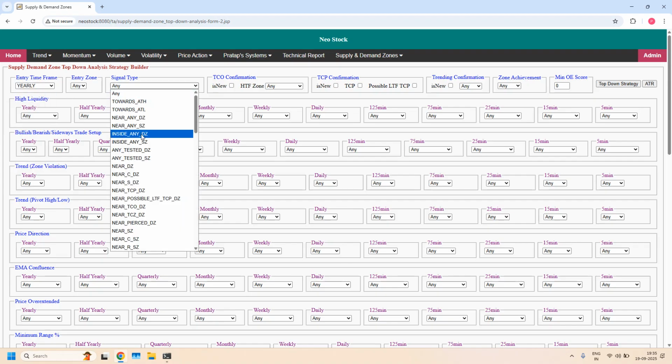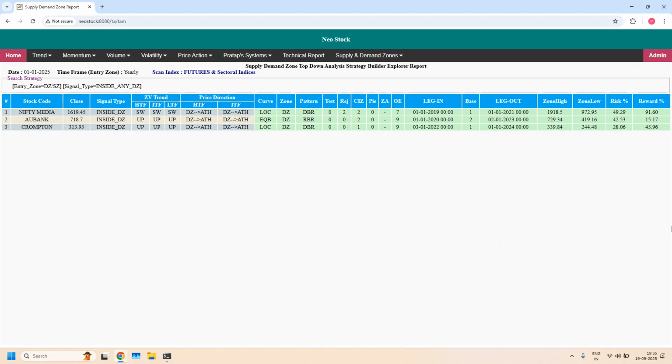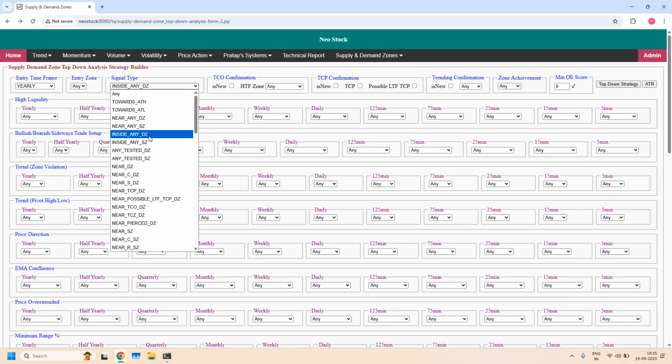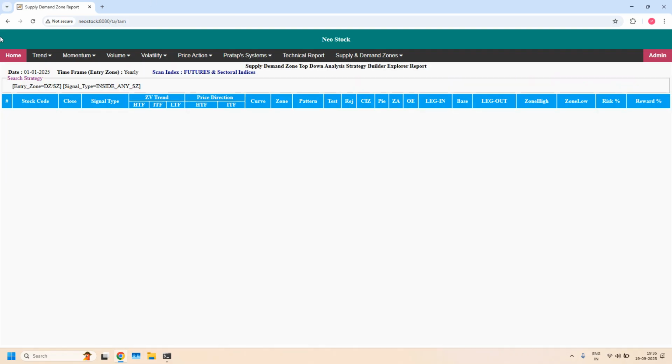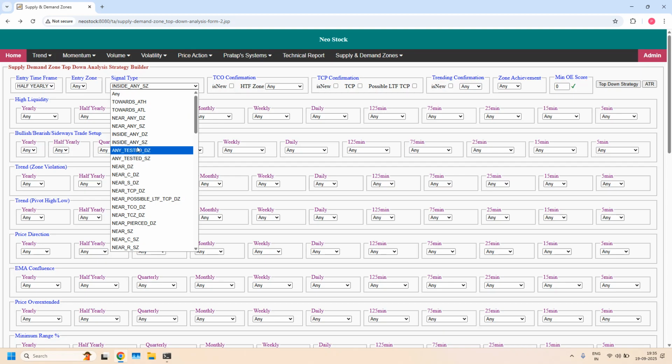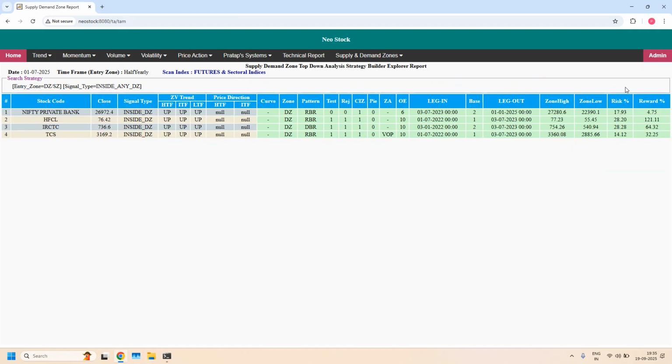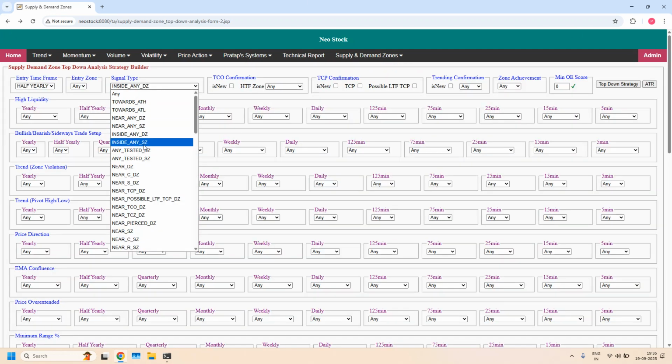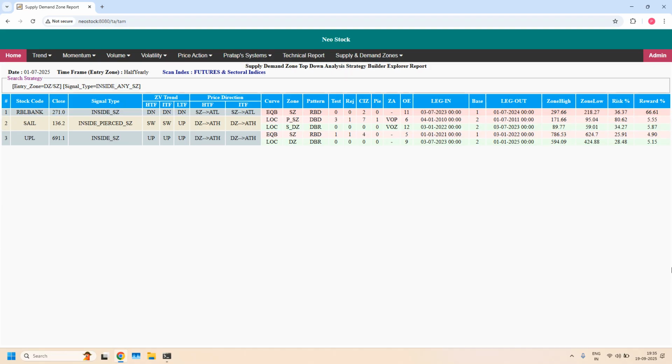Price closed inside the yearly demand zone. We got three stocks. Next, price closed inside the yearly supply zone. No stocks. Next time frame half yearly. Price closed inside the half yearly demand zone. We got four stocks. Next, price closed inside the half yearly supply zone. We got three stocks.